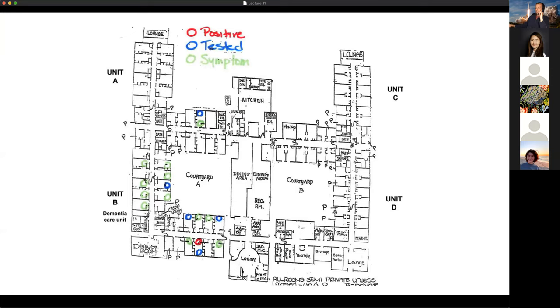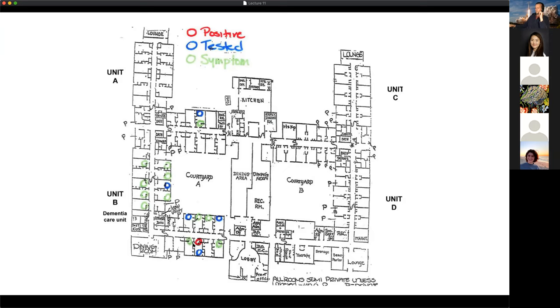So this is from late March. I don't have the date here, but if you look at the original paper, I believe this is March 27th. So here you have the original positive case. This is a physical map of the facility. You can see there are individual rooms, sort of a quad situation. So courtyard one, courtyard two, dining area, shared areas, lobby, and individual rooms with either private or semi-private, so one or two individuals.